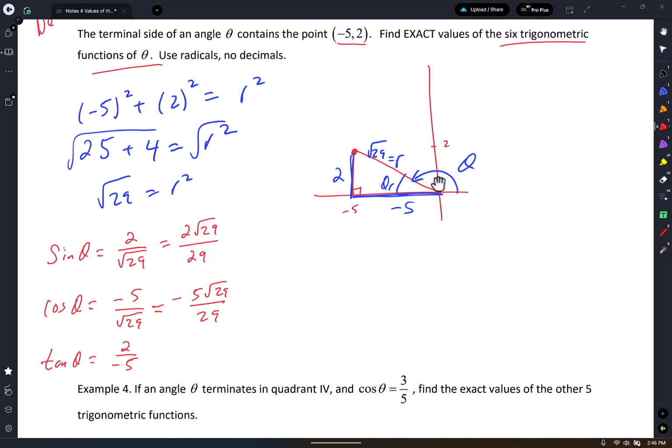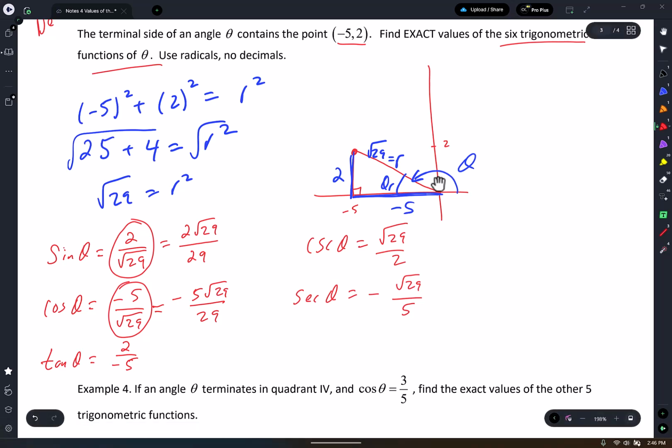All right, here we go. Cosecant. You're just going to look at this one. I mean, I guess you could look at this one, but why? Just look at this one here and just take the reciprocal of that. Square root of 29 over 2. You're already done. You have the square root in the numerator. That's what you want. Secant. Secant, just look at this one. Negative square root of 29 over 5. If you want to put the negative with the 5, that's fine. Not a big deal. Cotangent. Negative 5 over 2. And that's it.